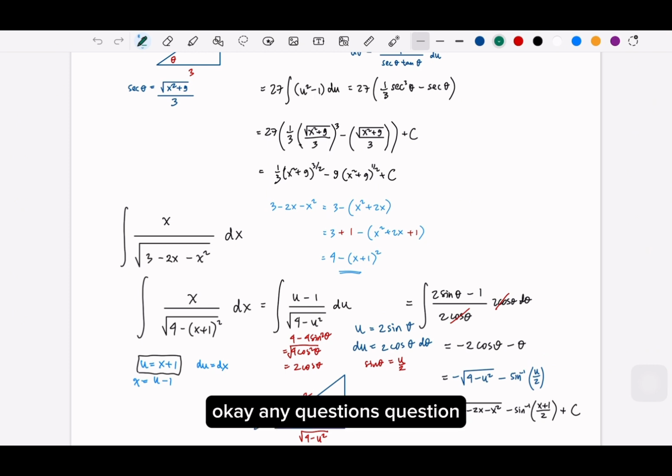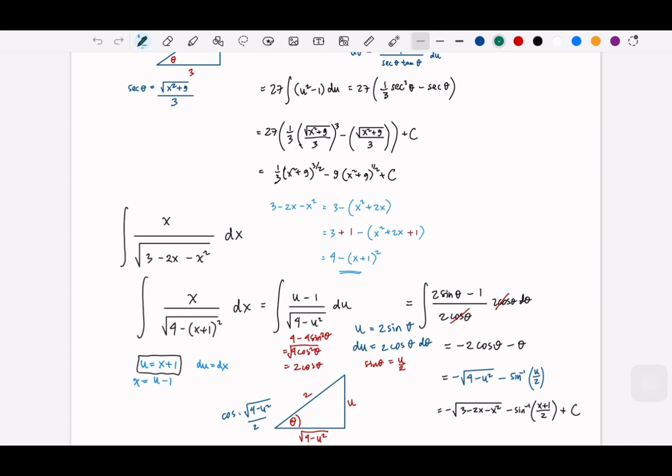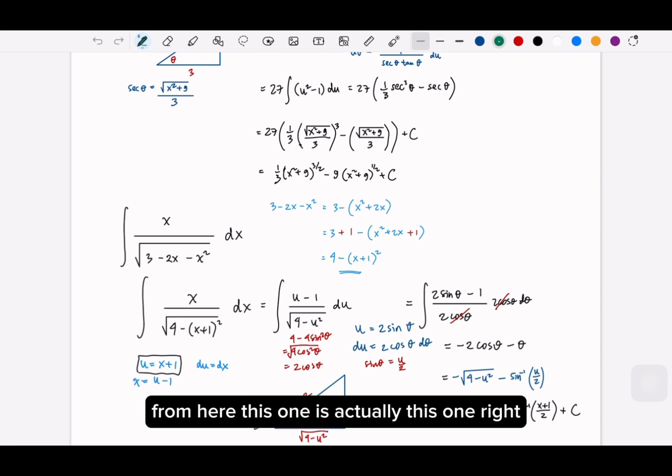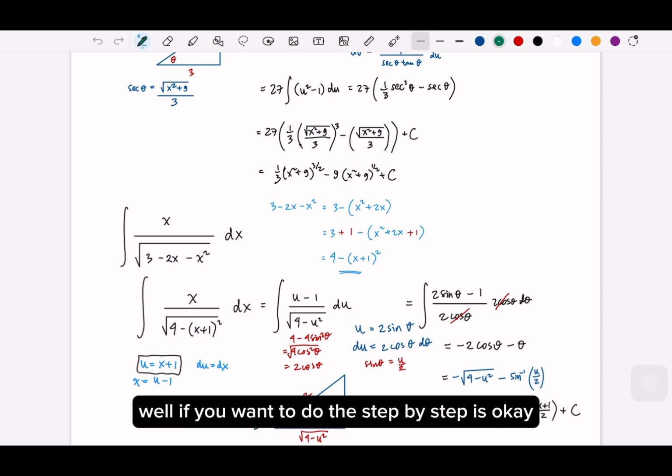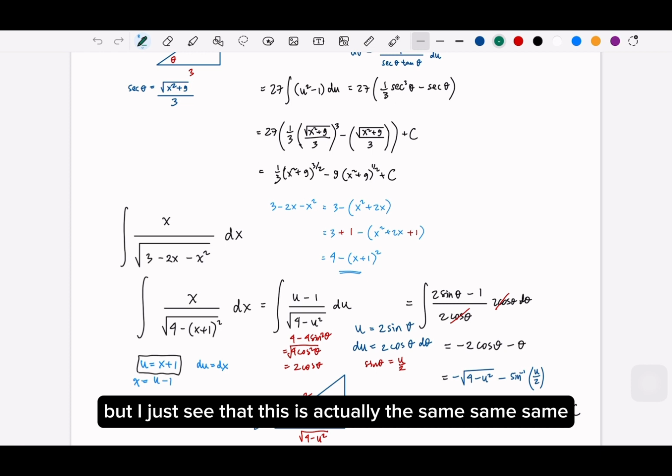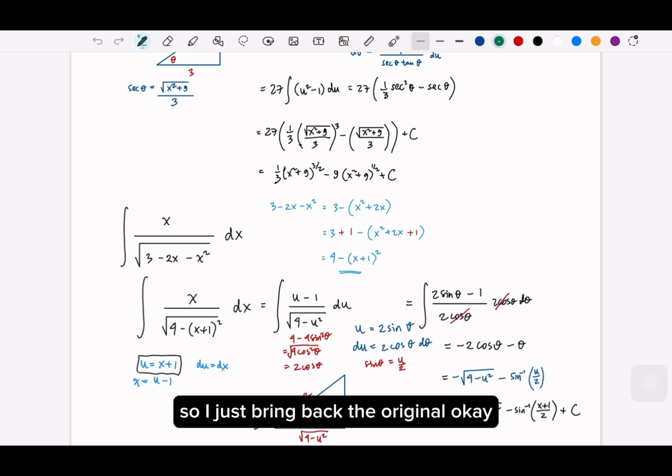Okay, any questions? Oh, that one? From here. This one is actually this one, right? And this one is that one, right? Well, if you want to do it step by step, it's okay. Like u is x plus 1 squared, and then going back to that. But I just see that this is actually the same, so I will just bring back the original one. Okay?